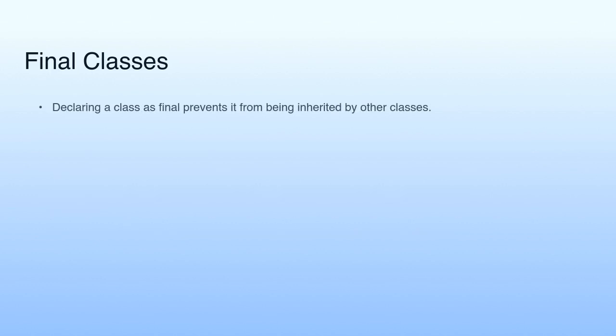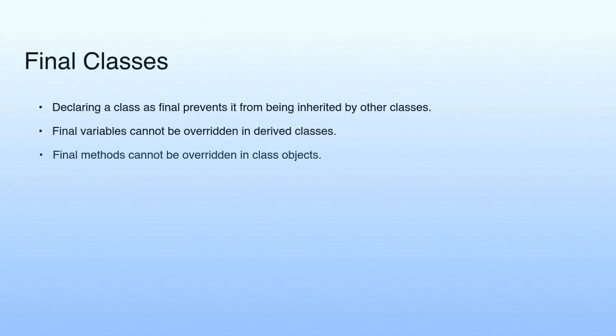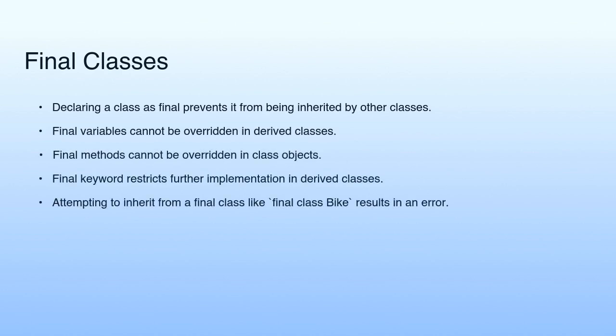Declaring a class as final prevents it from being inherited by other classes. Final variables and methods cannot be overridden in derived classes. The final keyword restricts further implementation in derived classes. Attempting to inherit from a final class like final class byte results in an error.